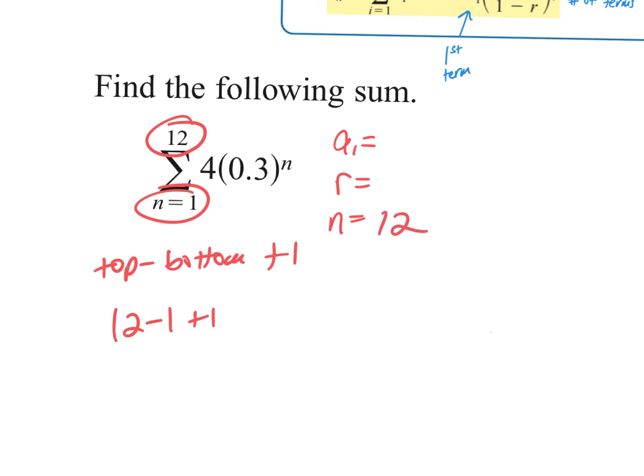When this number is not 1, that's when the top minus the bottom plus 1 thing comes into play. But just get in the habit of doing it every time. Say this was a 4, and you were like, how many terms do I have? It'd be 12 minus 4, and then you add 1.